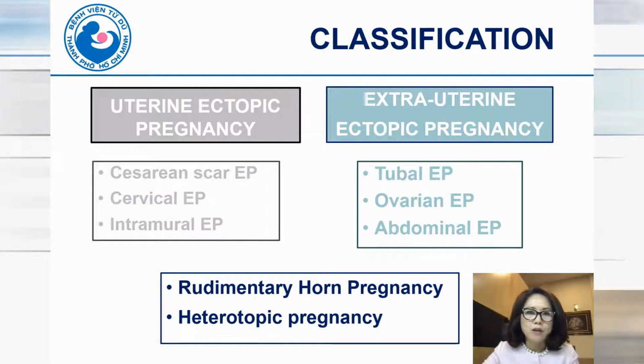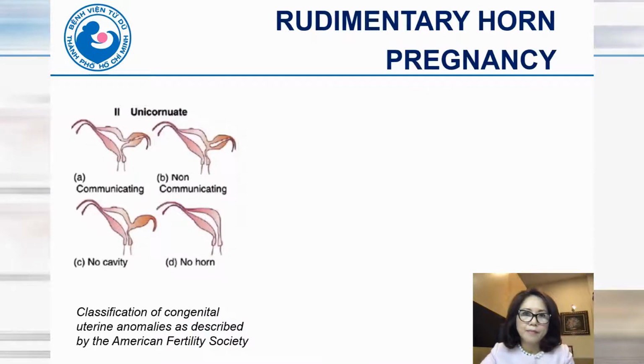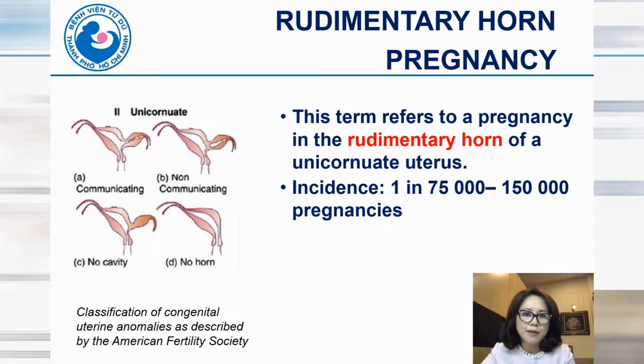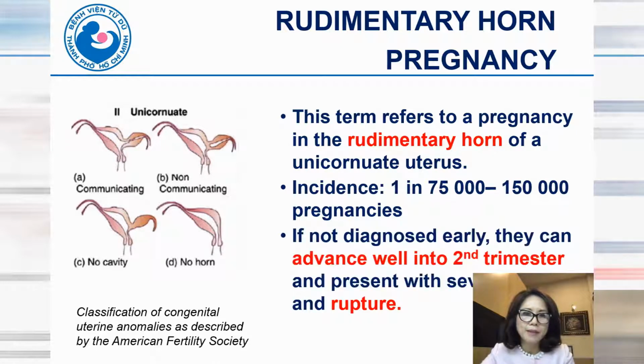And now I will talk about the last two forms of ectopic pregnancy: rudimentary horn pregnancy and heterotopic pregnancy. Rudimentary horn pregnancy refers to a pregnancy in the rudimentary horn of a unicornuate uterus. Incidence is about 1 in 70,000 to 1 in 150,000 pregnancies. If not diagnosed early, they can advance well into the second trimester and present with severe pain and rupture.